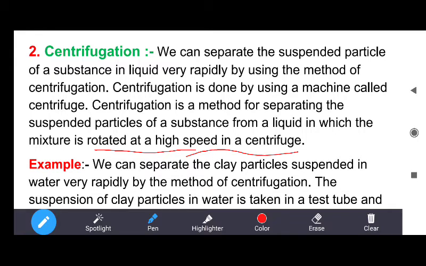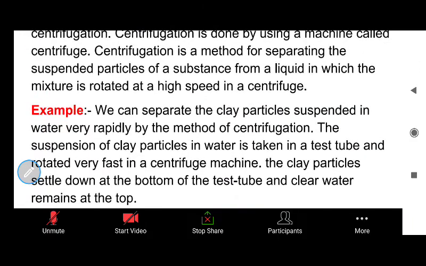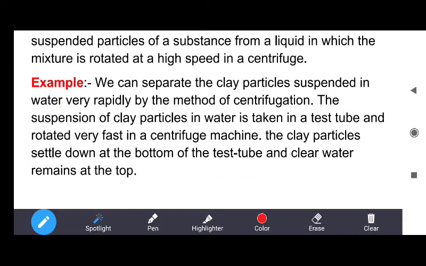As I told you, when we extract malai we rotate it very fast. The same happens here in centrifugation. An example of centrifugation is that we can separate clay particles suspended in water very rapidly by the method of centrifugation. You can also separate the components of blood, plasma and red blood cells (RBCs), from a blood sample by the centrifugation method.